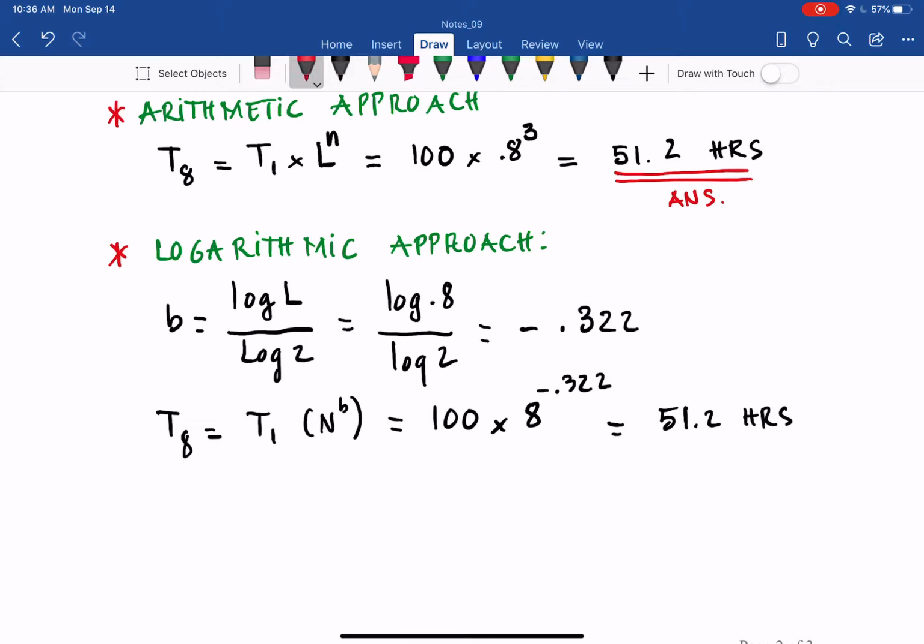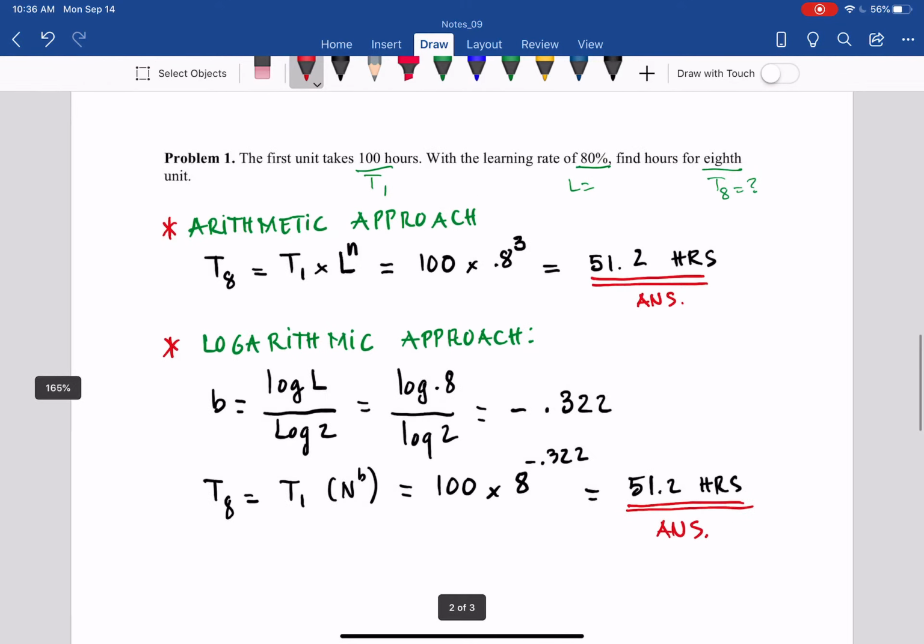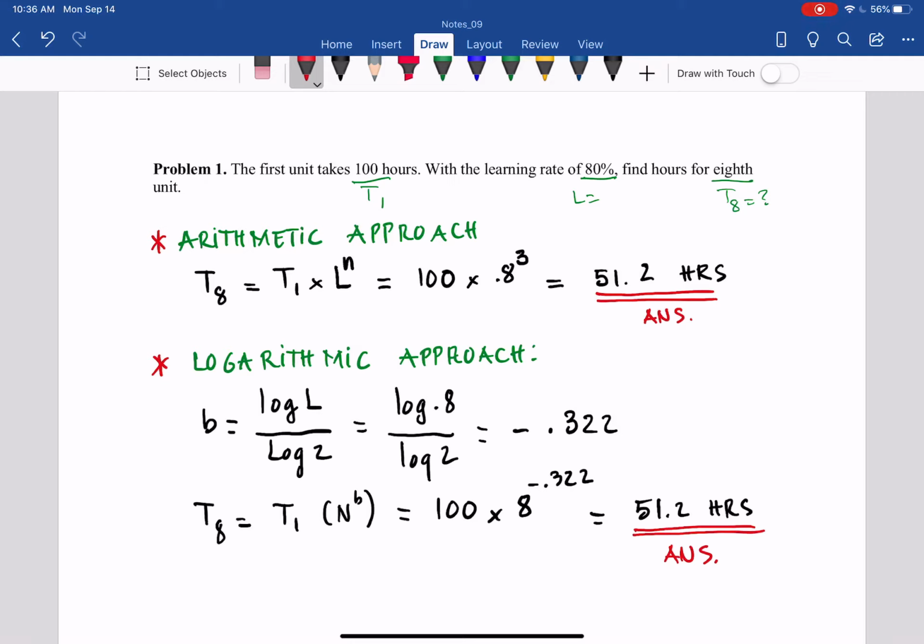So it will be much easier when the problem doesn't ask you to use any specific approach. The logarithmic approach is easy to apply directly for the learning curve effect. In the next video, we will solve problem 2 for the learning curve effect as well.